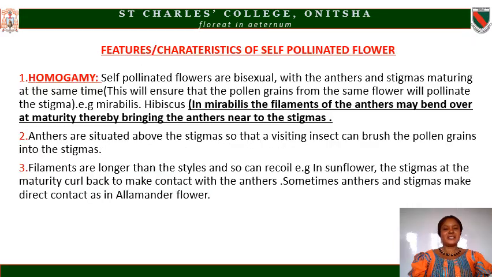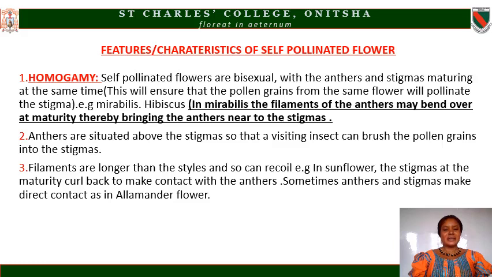Let's look at the features or characteristics of self-pollinated flowers. Number one is homogamy. Self-pollinated flowers are bisexual, with the anthers and stigmas maturing at the same time. Remember that the anther is the male part and the stigma is the female part. This will ensure that the pollen grains from the same flower will pollinate the stigma. Example, mirabilis, hibiscus, etc.